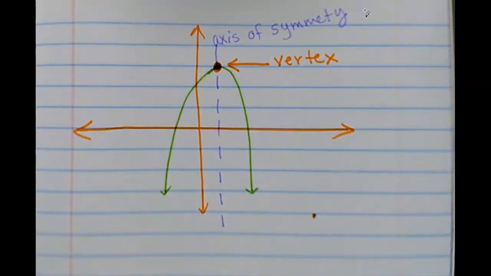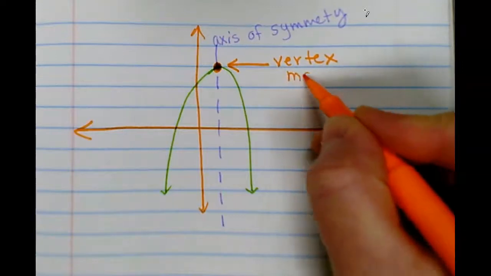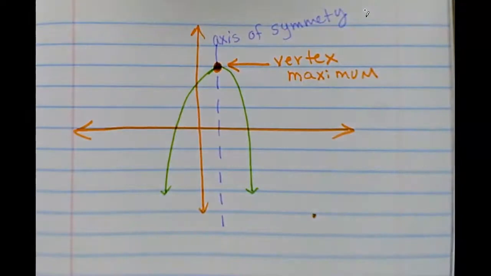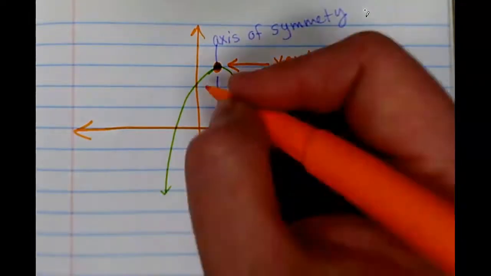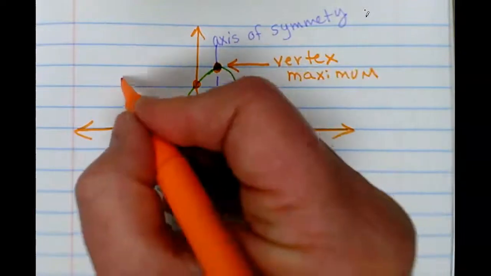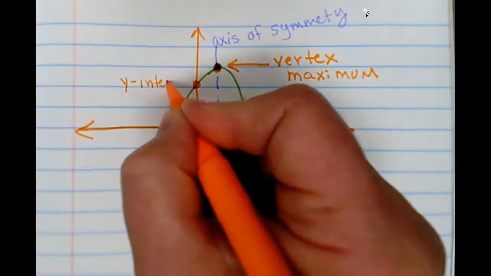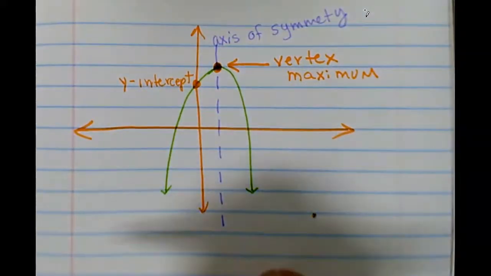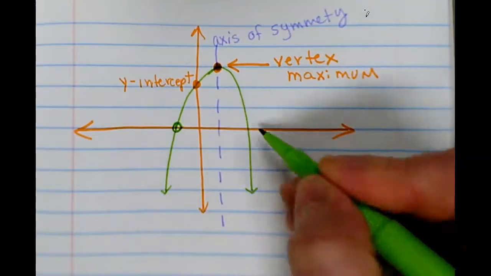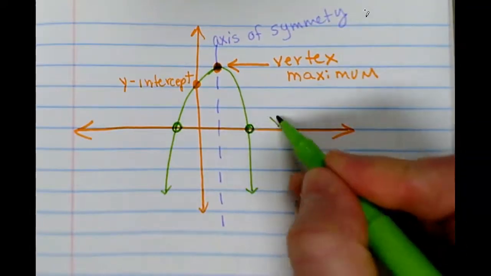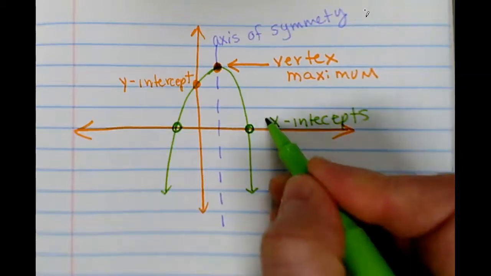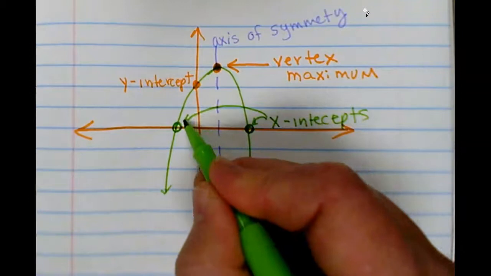But this time it's not a minimum. This time it's at the top of the graph. And the graph is called a maximum. That point is called a maximum. What's this point called? What are these points called? X-intercepts. How many do we have?